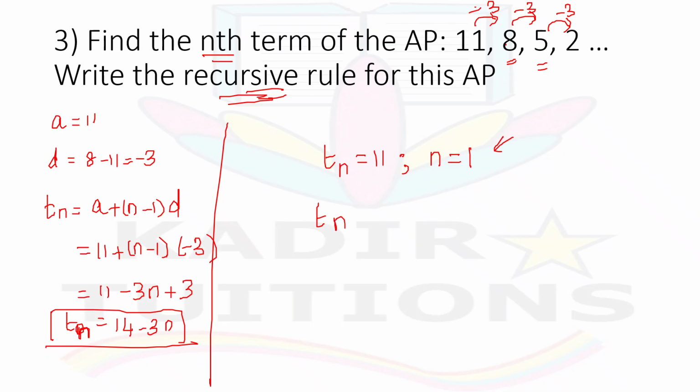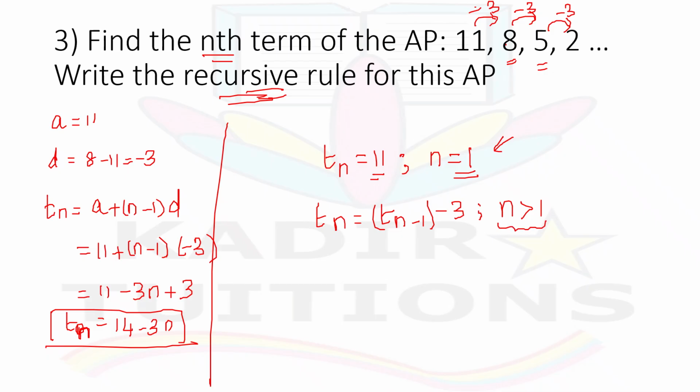So what I can write? Tn equal to Tn minus 1 minus 3. So can you guess this one? So what actually is this? Maybe, and I need to specify the rule for n also. n is greater than 1. Okay, maybe if n is equal to 1, what is the term? Which is 11. n is equal to 2, then it will come under n greater than 1.